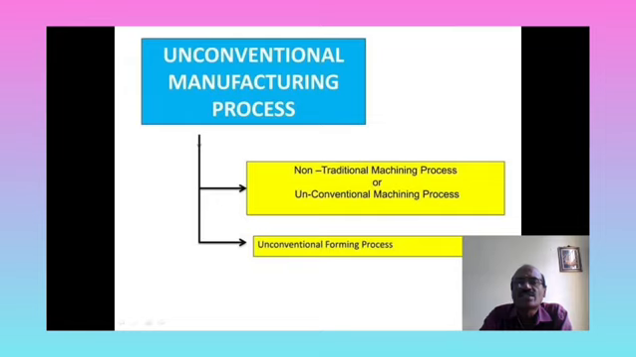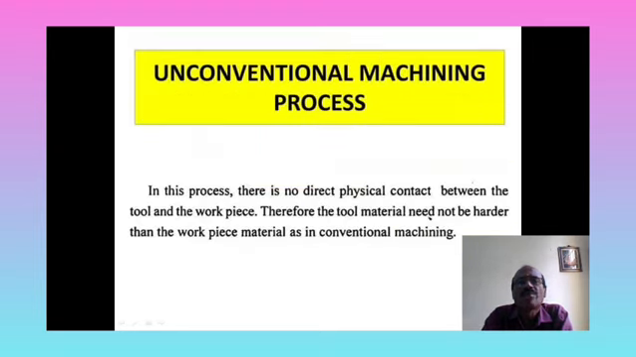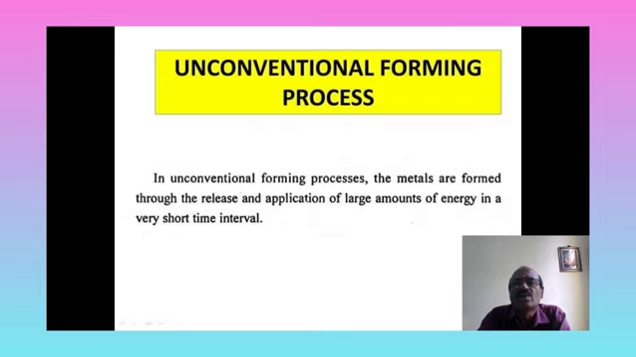Unconventional machining process. These are non-traditional machining processes, otherwise called unconventional machining processes. Another one, unconventional forming process. In unconventional machining, there is no direct physical contact between the tool and the workpiece. Therefore, the tool material need not be harder than the workpiece material as in conventional machining.